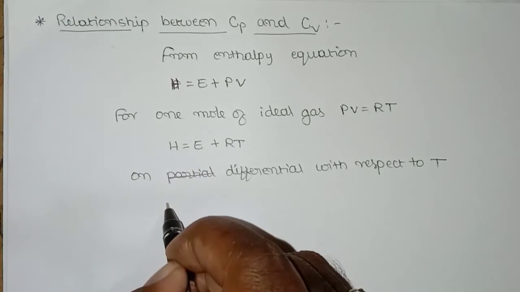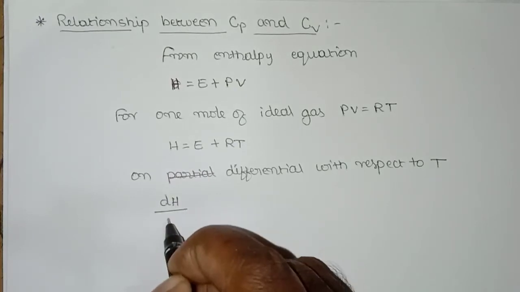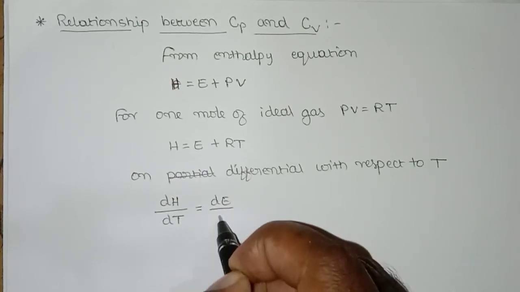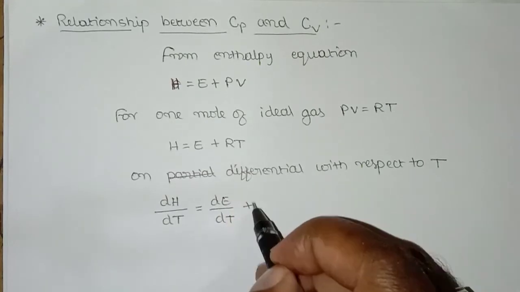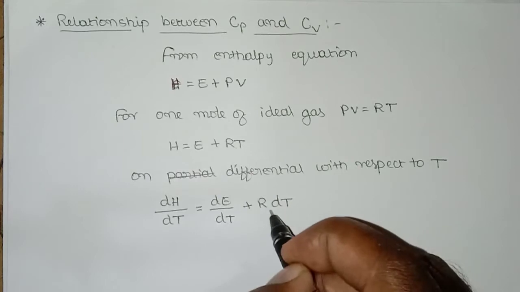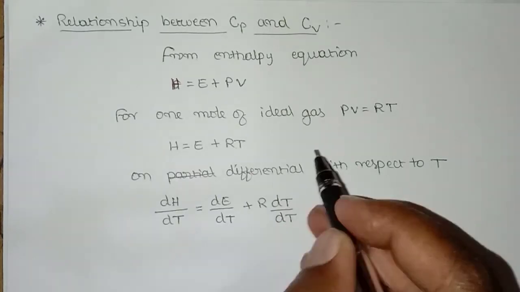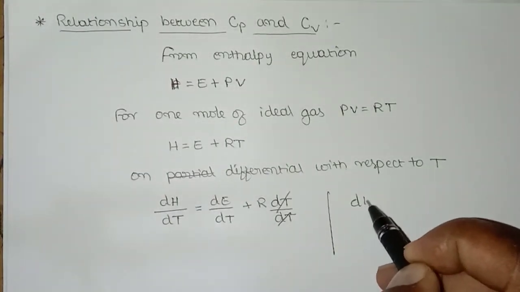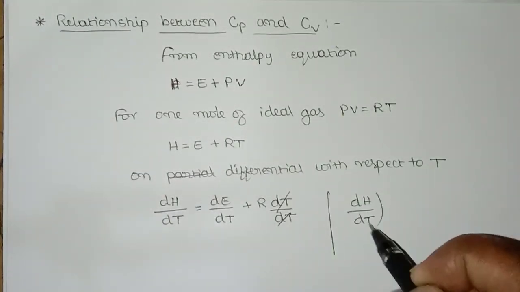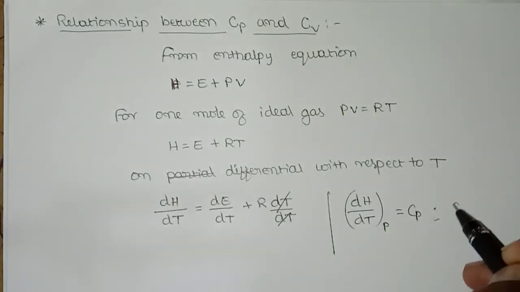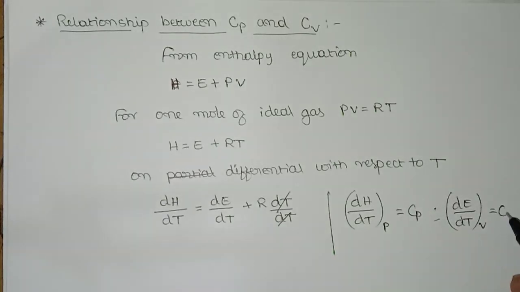So the thing will happen, dH with respect to temperature T, that's equal to dE by dT, plus, since R is a constant which will not be differentiated, and T on differentiation will get dT by dT. Both the terms will get cancelled. But we know that dH by dT at constant pressure is equal to Cp, and dE by dT at constant volume is taken as Cv.